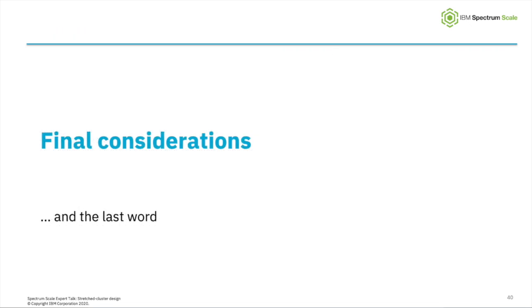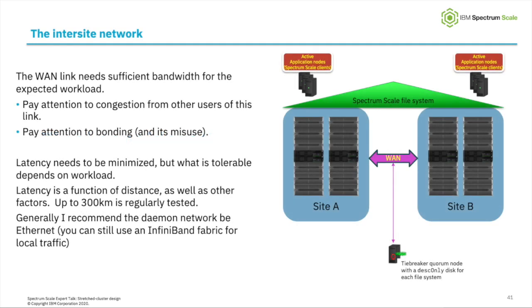So, final considerations. Every stretched cluster has that stretched link, often a WAN link. Reliability here is really important, as is low latency. But like bandwidth, what's sufficient will depend a lot on your application. Pay attention to what else might be using that stretched link. Spectrum Scale can push these links, and likewise, other applications might put congestion on the link, and that could impair Spectrum Scale's performance. Or likely, Spectrum Scale will put enough load on that link to impair those other applications.